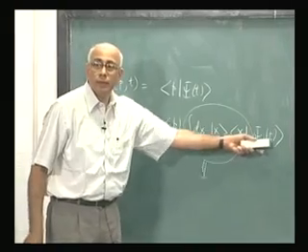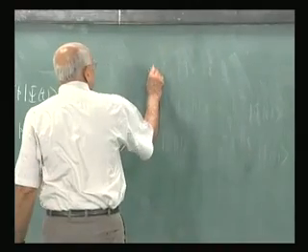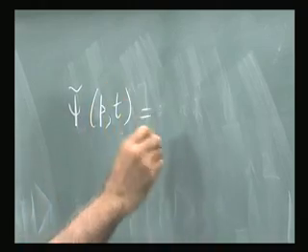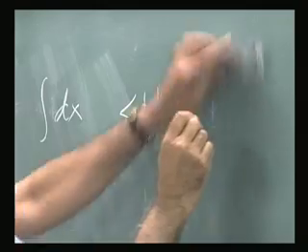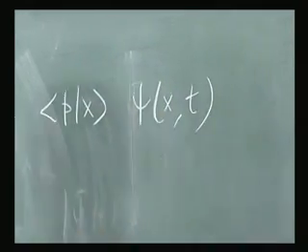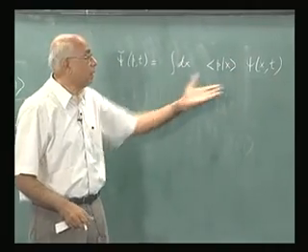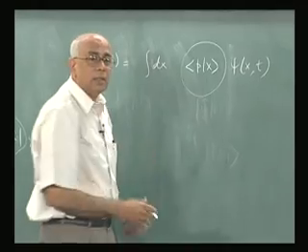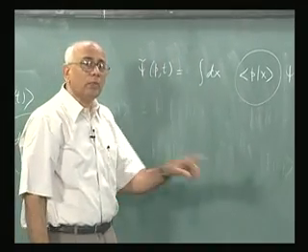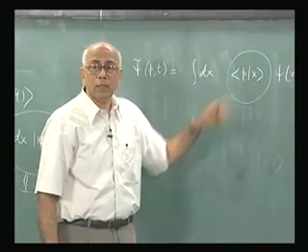But what is this guy? That is psi of x, t. So we have this crucial relation which says psi tilde of p comma t equals the integral over dx of <p|x> psi of x comma t. So the momentum space wave function is related to the position space wave function by this relationship here. And what is the physical meaning of this quantity? This is the probability amplitude that when the position of the particle is x, its momentum is p. This is a probability amplitude.